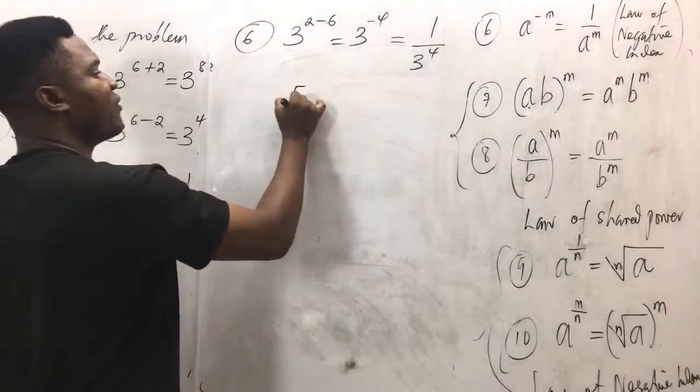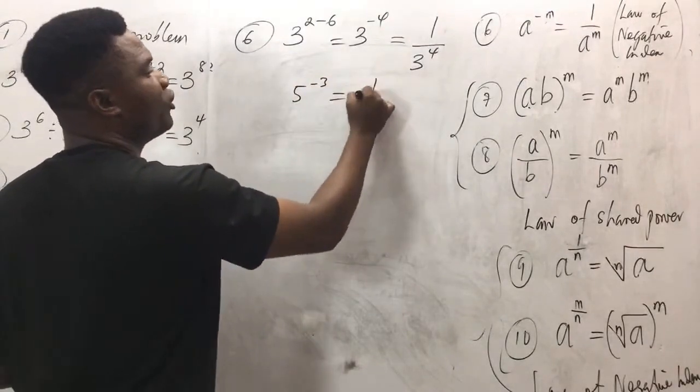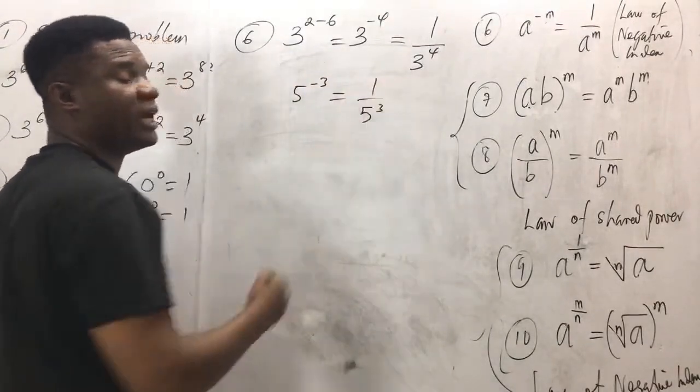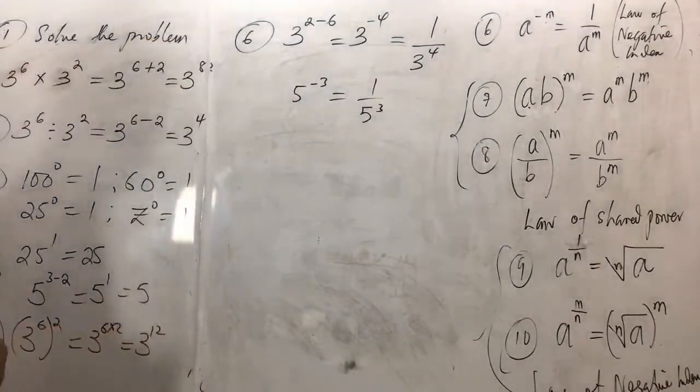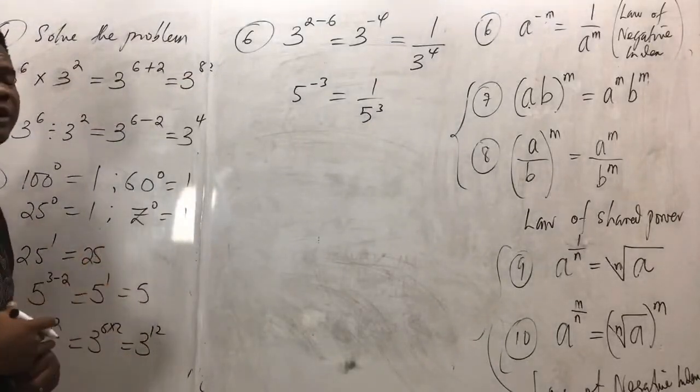So what is 5 raised to power minus 3, guys? It will be 1 over 5 raised to power 3, which will end up giving you 1 over 125, because 5 raised to power 3 is 125.